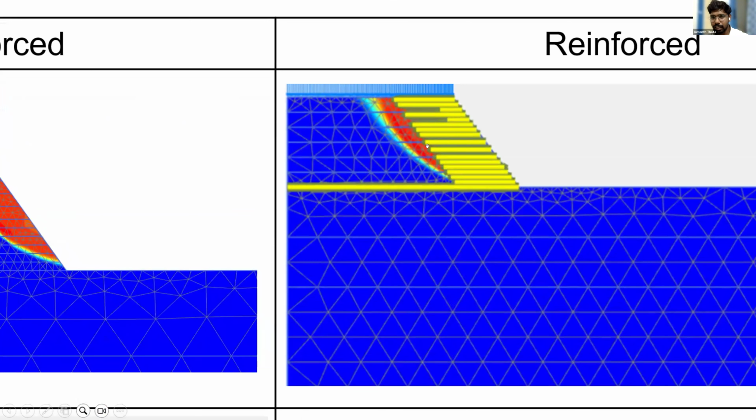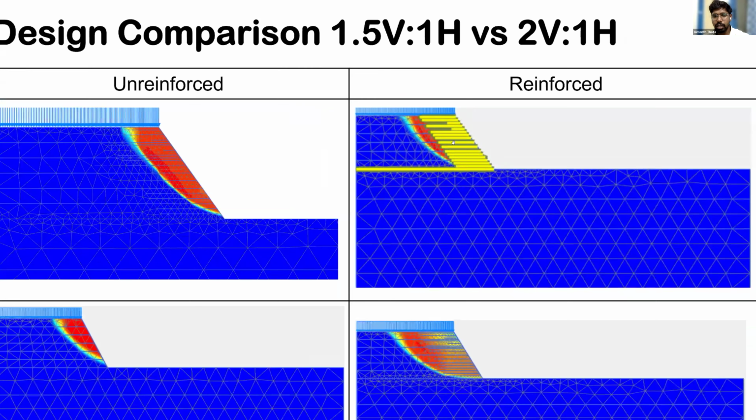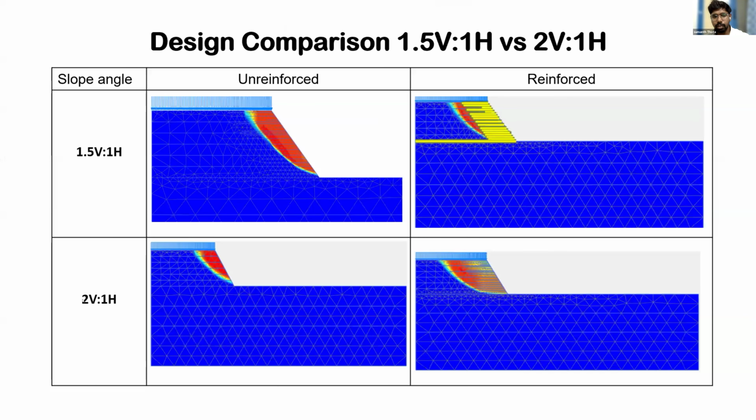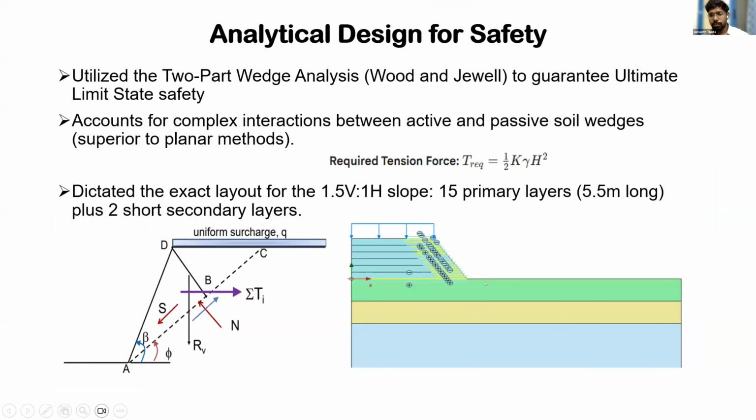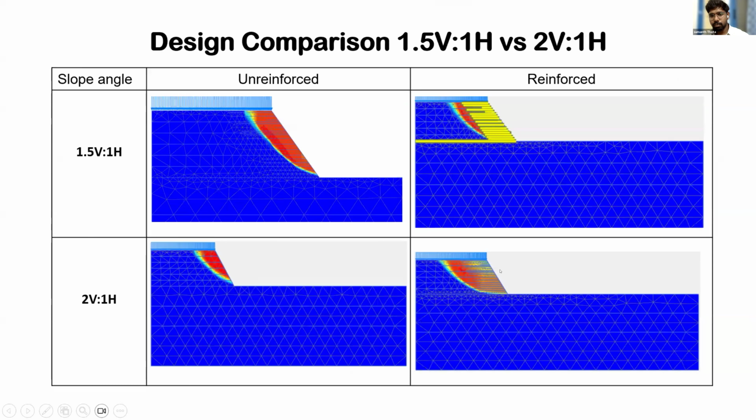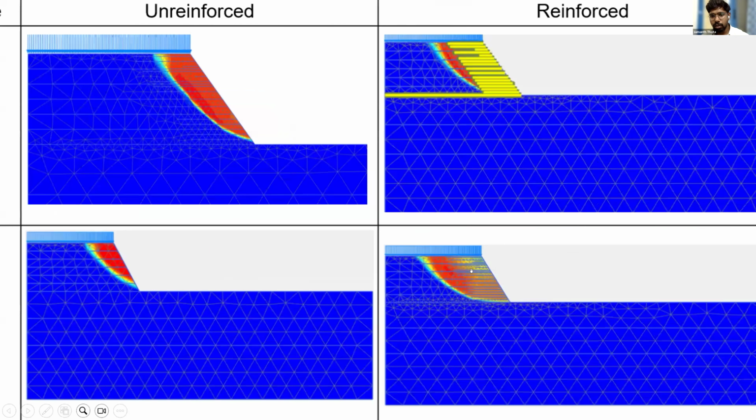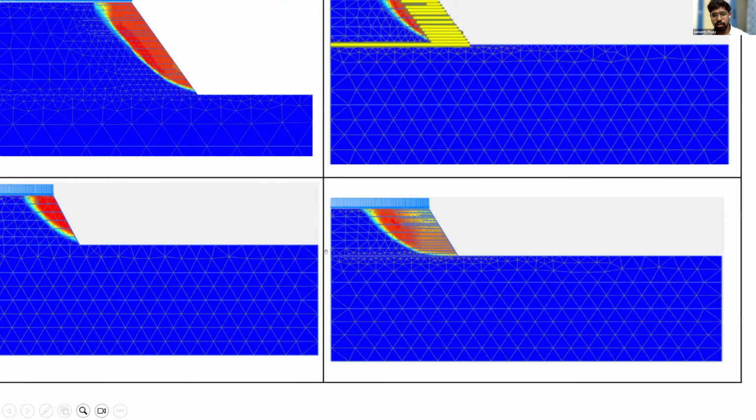How much tensile strength is needed for these geogrids? We take the maximum tensile strength for these geogrids. And also, as you can see, 2 vertical to 1 horizontal for the slope. For this slope, this is the failure surface with and without geogrids.